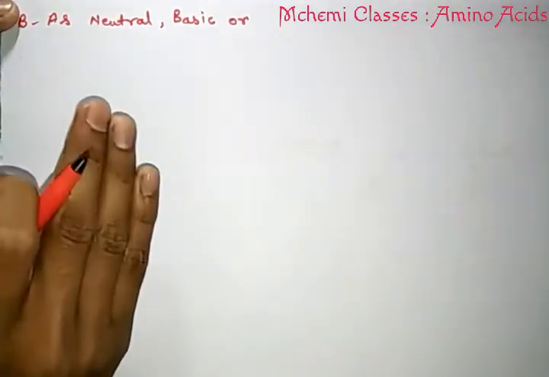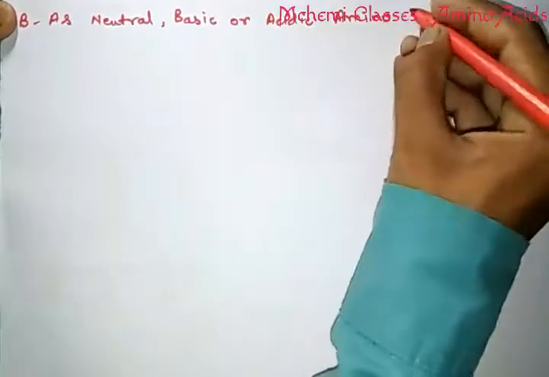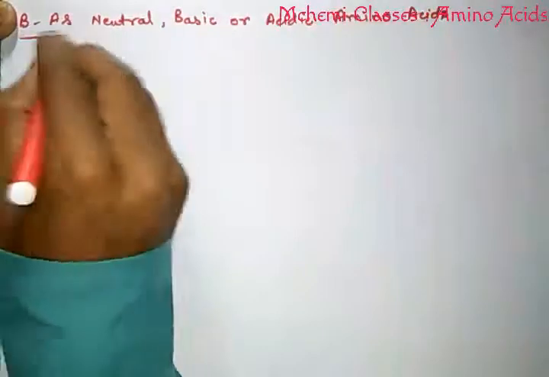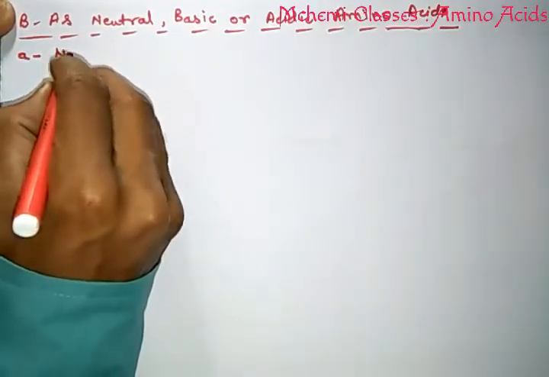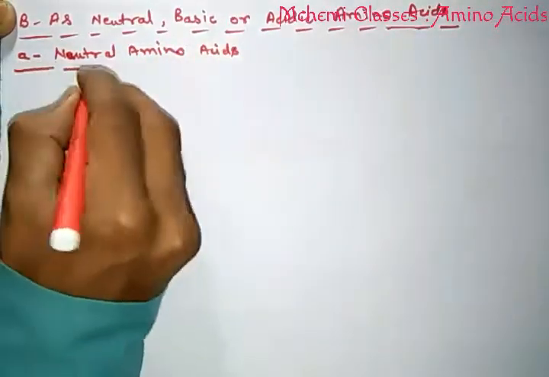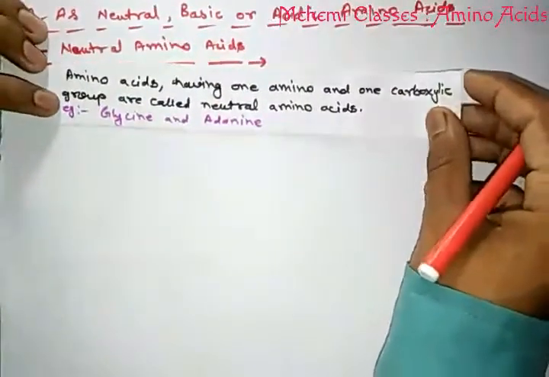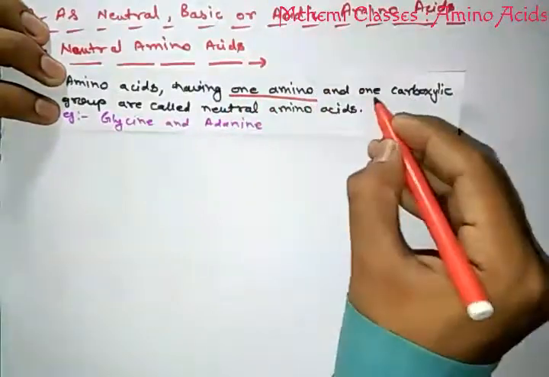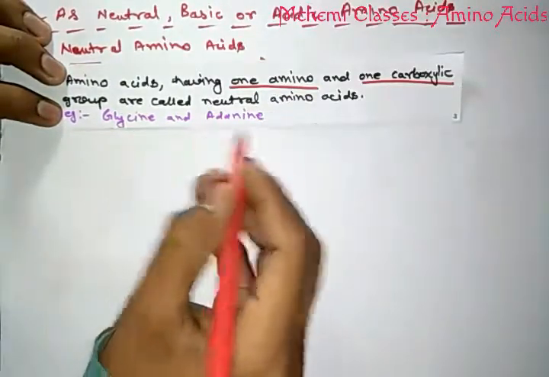The second is classification as neutral, basic or acidic amino acids. The first point is neutral amino acids. All those amino acids which have equal negative and positive charge are called neutral. We can define them: amino acids having one amino group and one carboxylic group are called neutral amino acids. The examples are glycine and alanine.